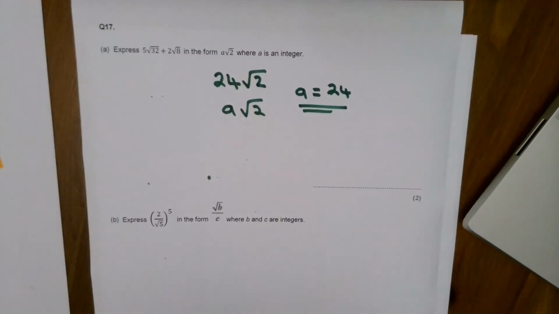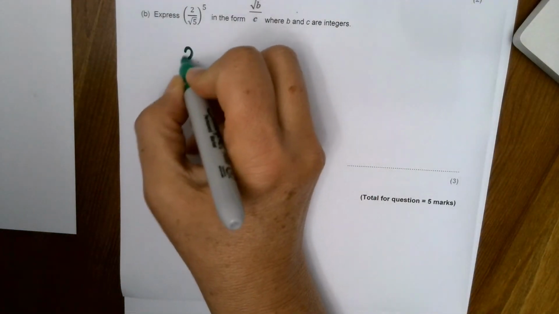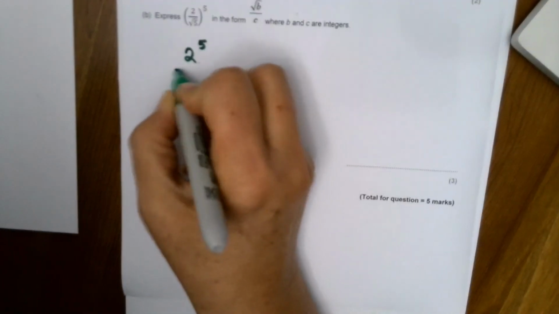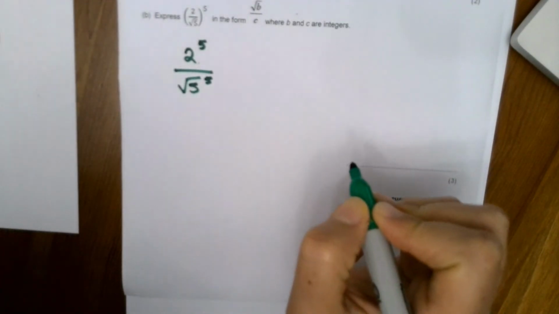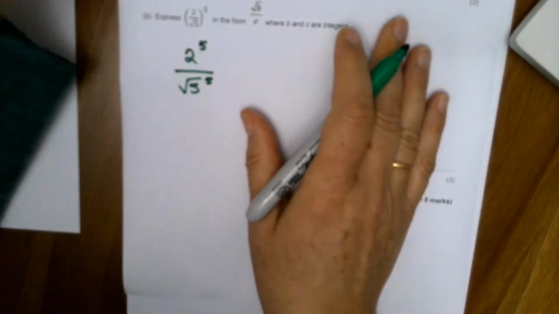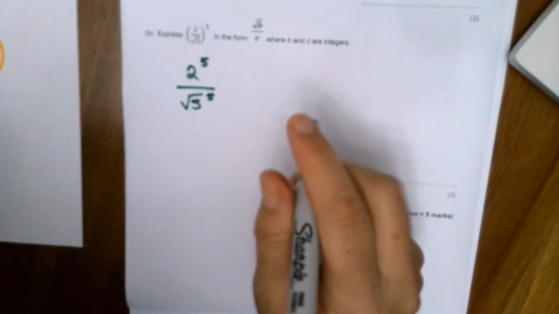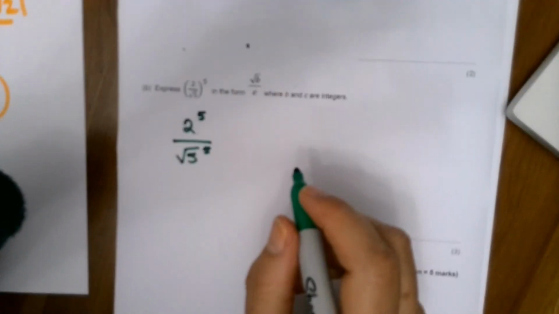Final question, part B. So I've got 2 to the power of 5 over the square root of 5 to the power of 5. And I want to put it in the form root b over c. So first of all, I'm just going to work out what each of these numbers are.